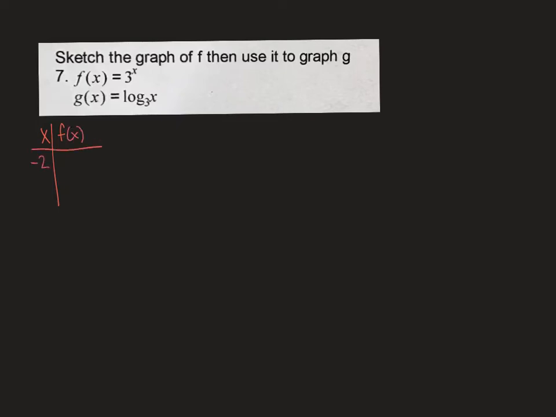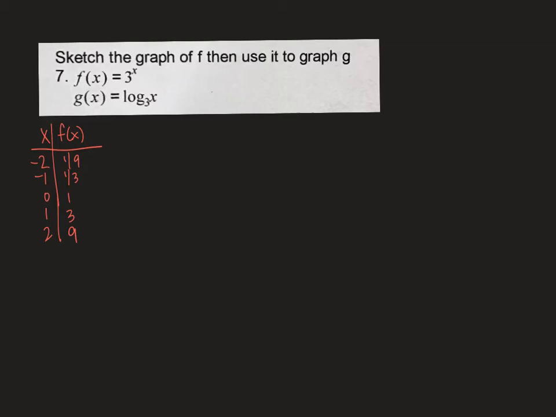So I'm going to use my normal negative 2 to 2. So 3 to the negative second is 1/9. 3 to the negative first is 1/3. 3 to the 0 is 1. 3 to the first is 3. 3 squared is 9.